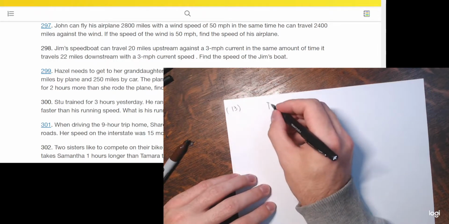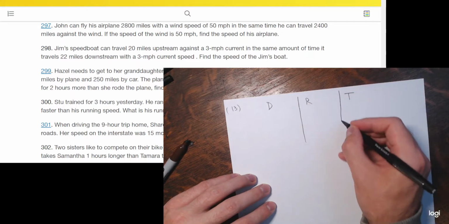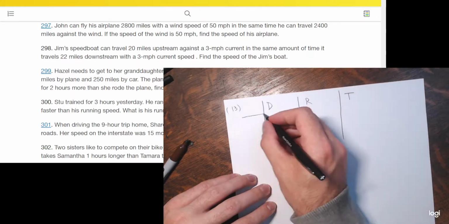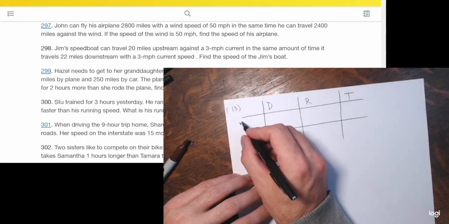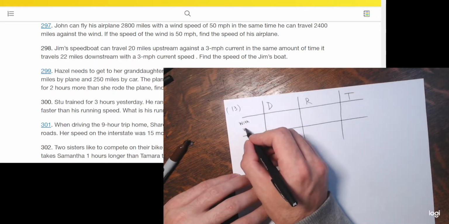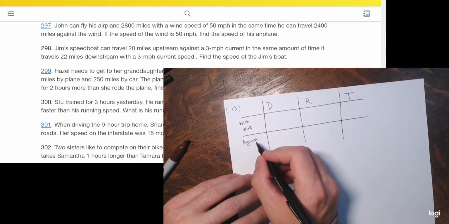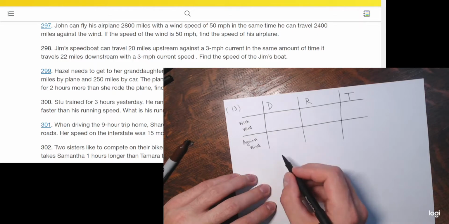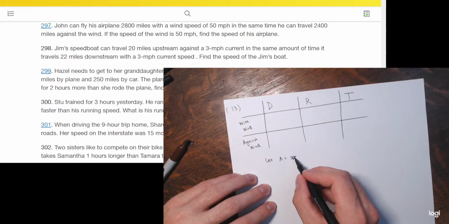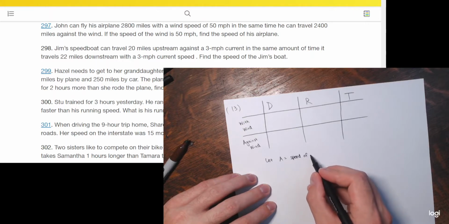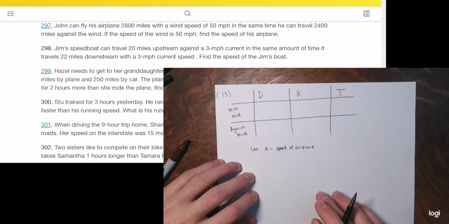So again, distance, rate, time chart. I'm doing it for all these uniform motion problems. We have traveling with the wind in the airplane, and we have traveling against the wind in the airplane. And I'm going to let A be the speed of the airplane. Right? This is without the wind. This is just the speed of the airplane, A for airplane.